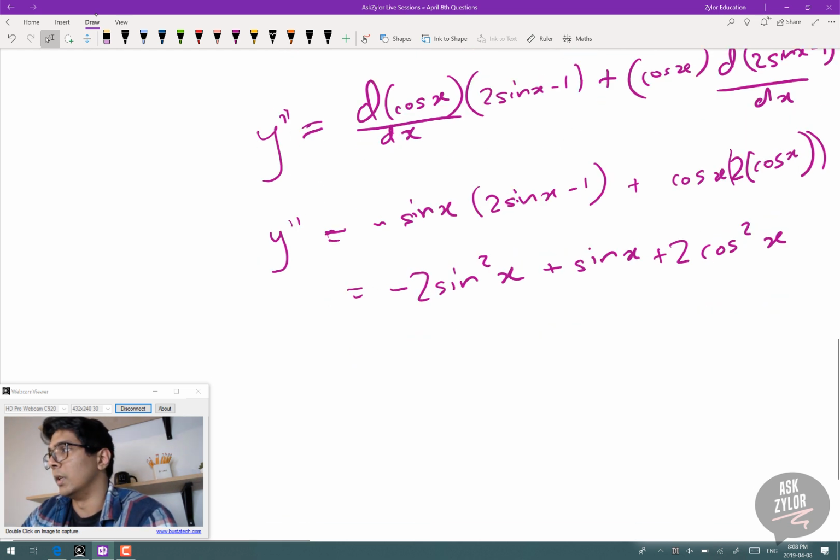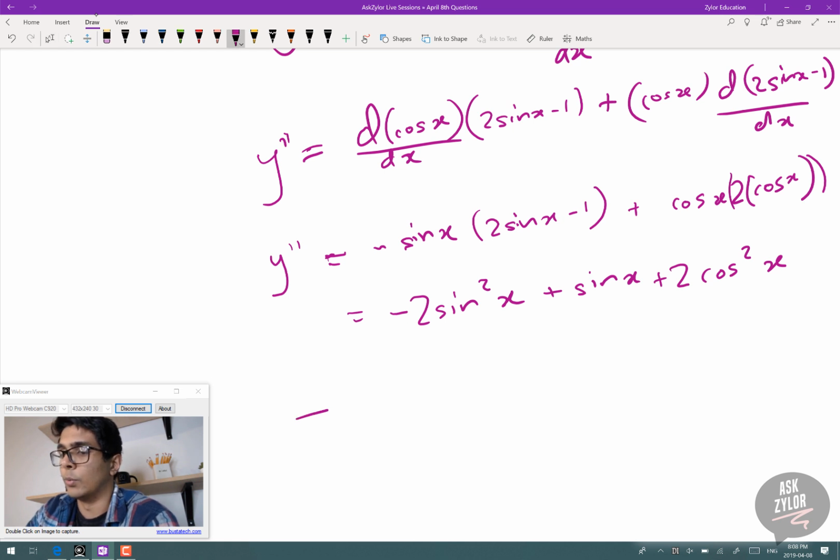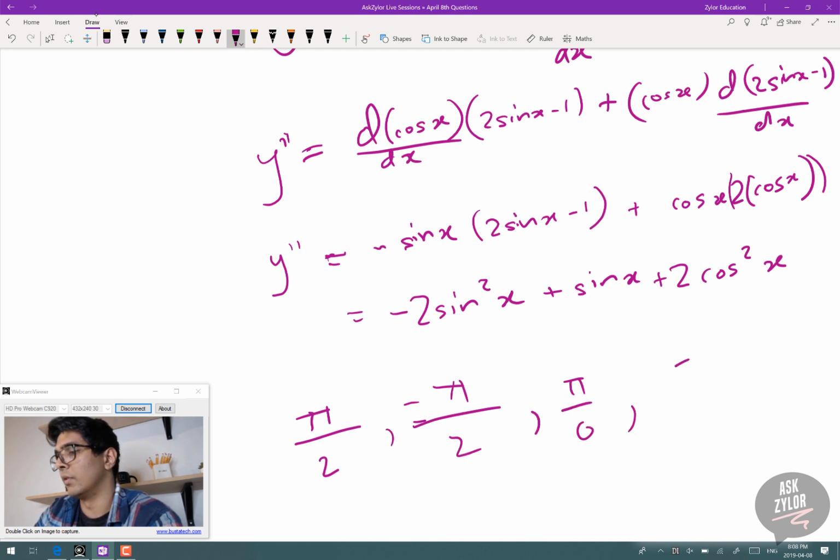So then what I'm going to do is basically substitute the 4 points. The 4 points I had were, let me write this down, pi over 2, negative pi over 2, pi over 6, and 5 pi over 6.